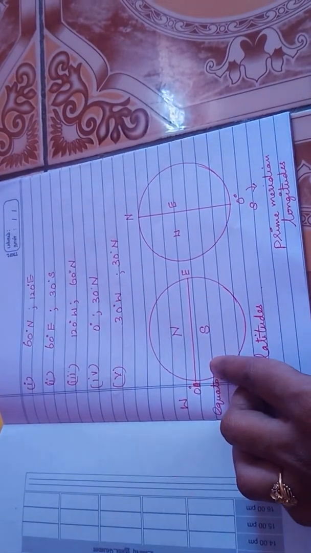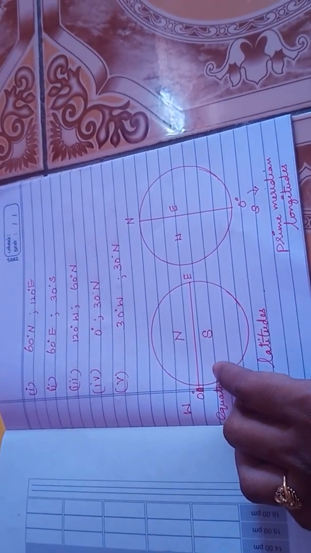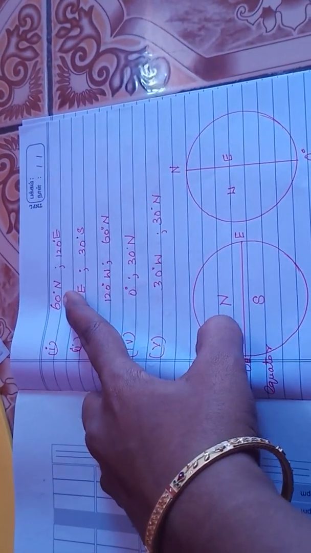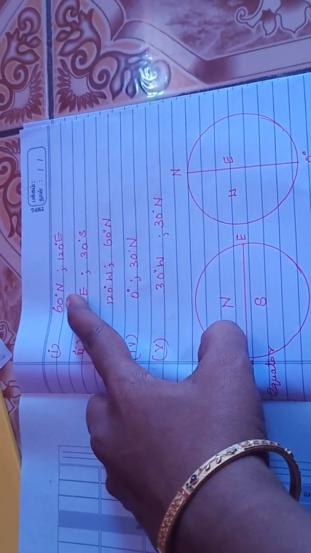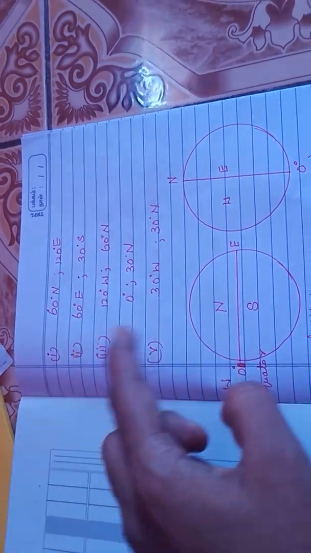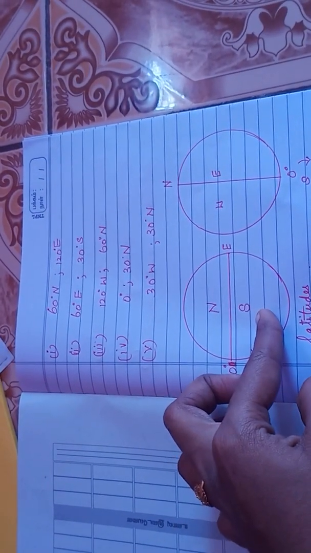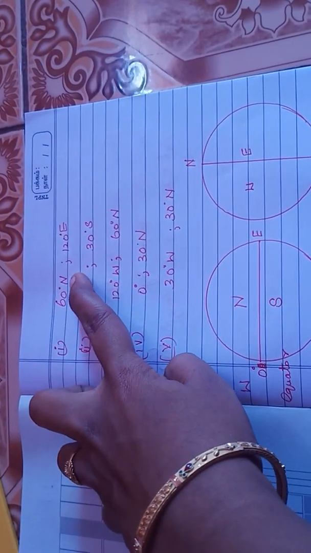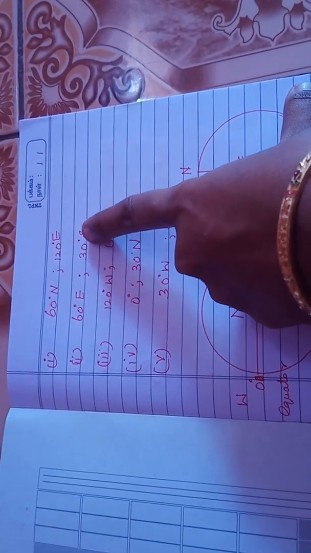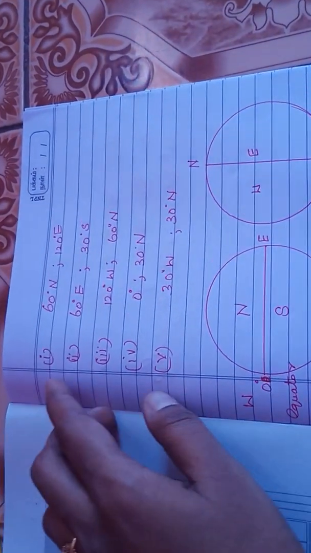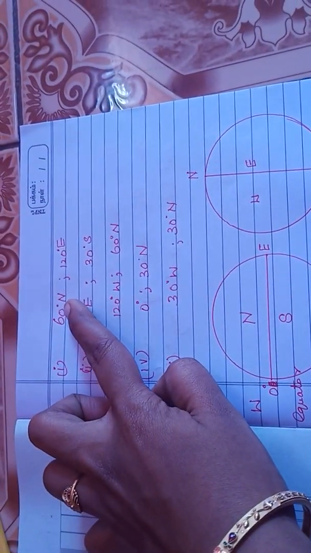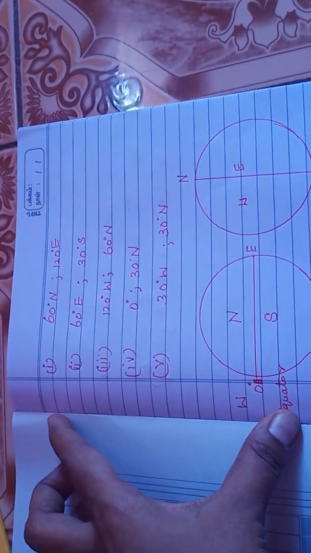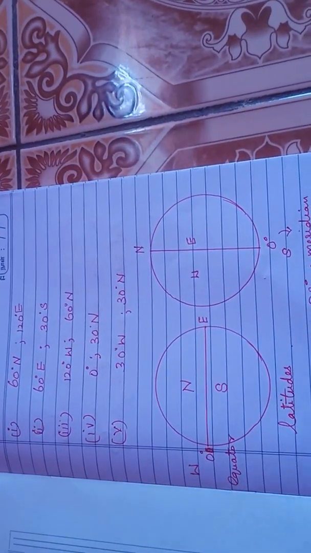The latitudes are represented with direction, because that line divides the earth into two equal halves, the northern hemisphere and the southern hemisphere. Hence the latitudes are mentioned with the direction north and south. So if the directions mentioned are north and south, we call them latitudes.